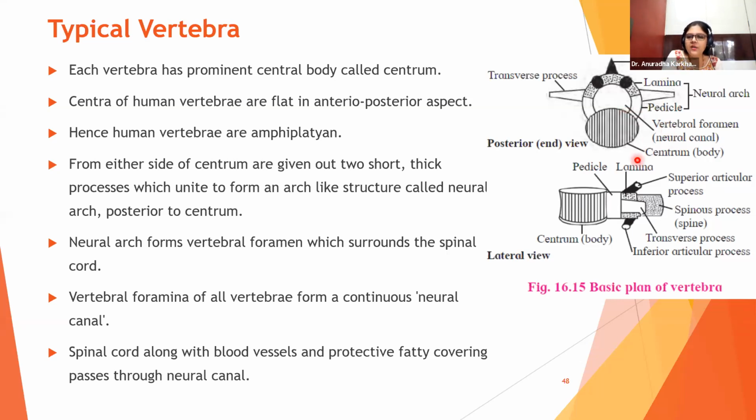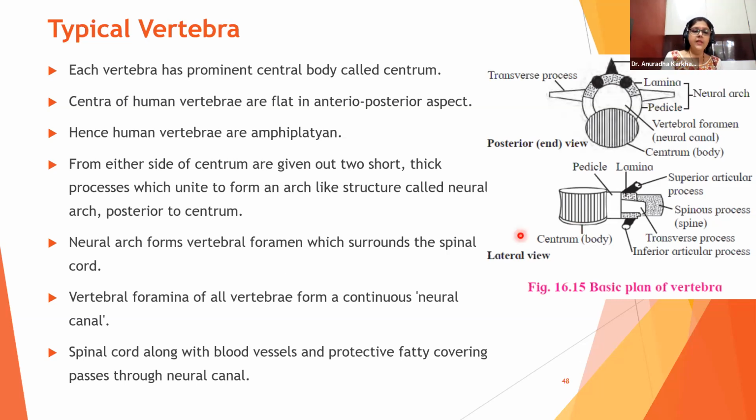So you can see over here, this is the centrum, which is almost, this is the posterior view, which is almost flat. Look at the side view, beta. Ye dekho. Lateral view. So this is going to be the centrum. Okay, got it? Hence, human vertebrae are amphiplatian. Amphiplatian मतलब ऊपर से भी flat, नीचे से भी flat. Anterior posterior aspect से ये flat दिखता है.